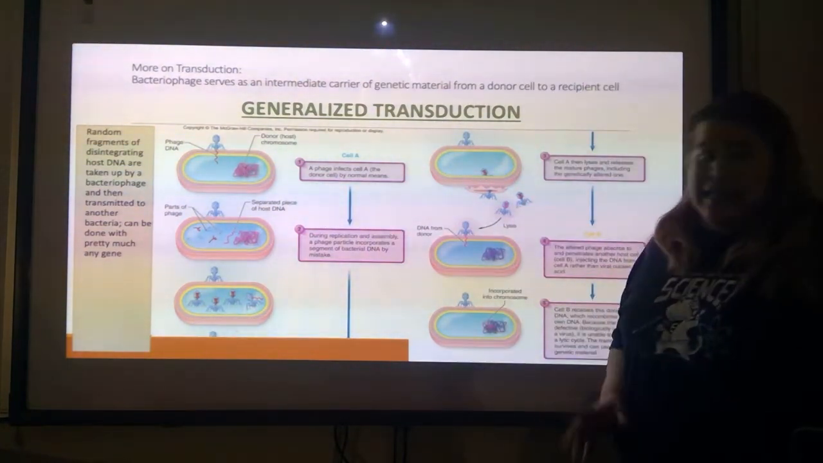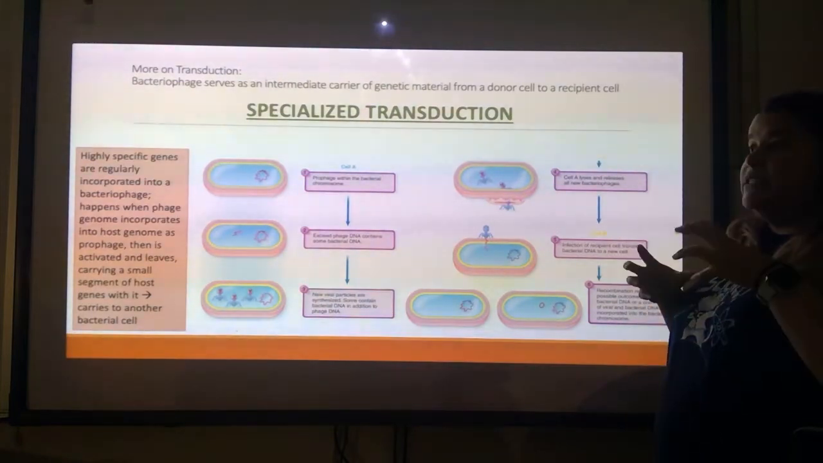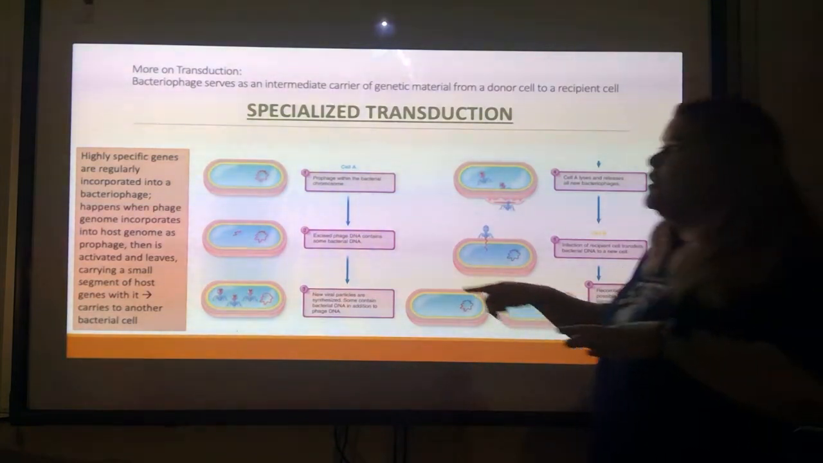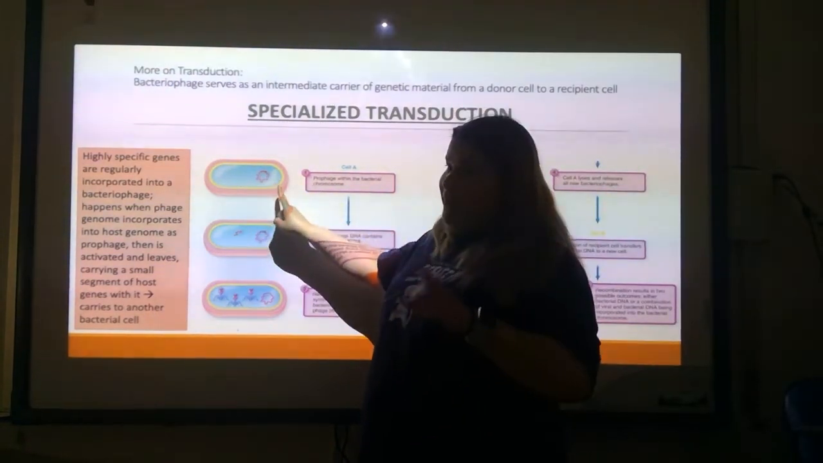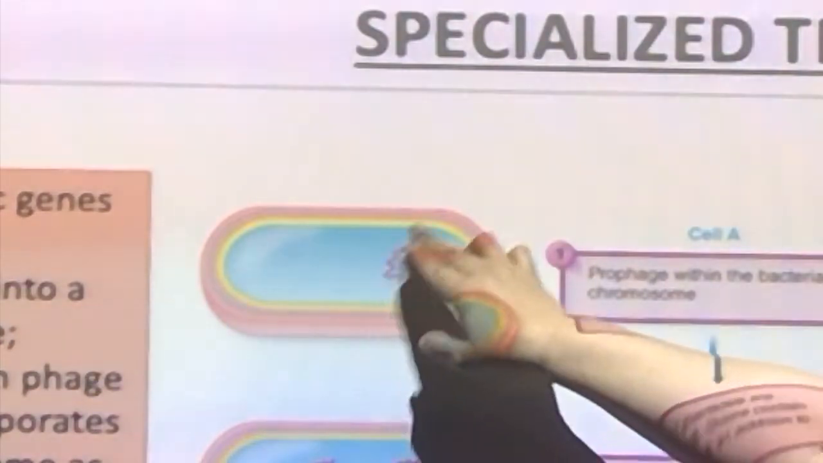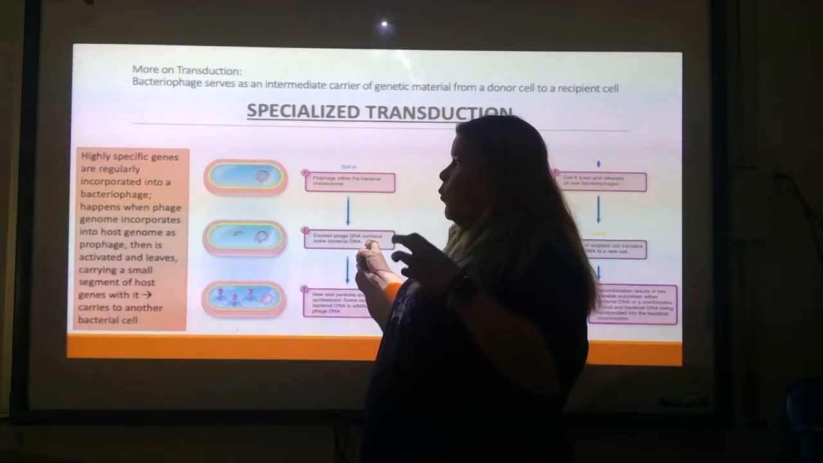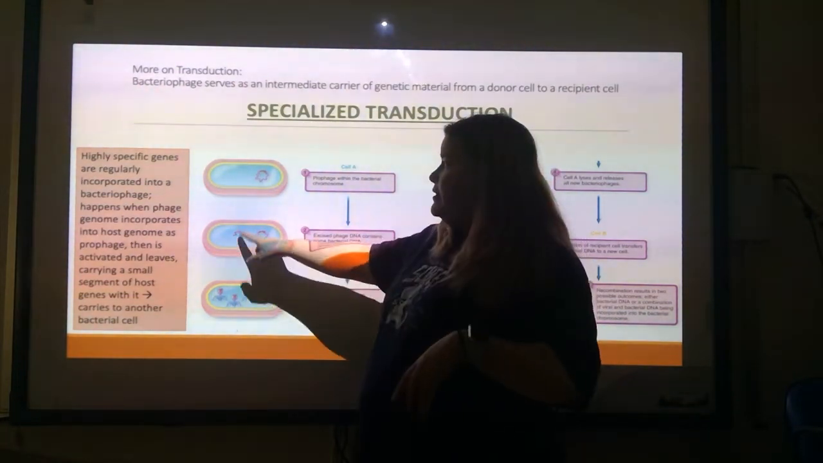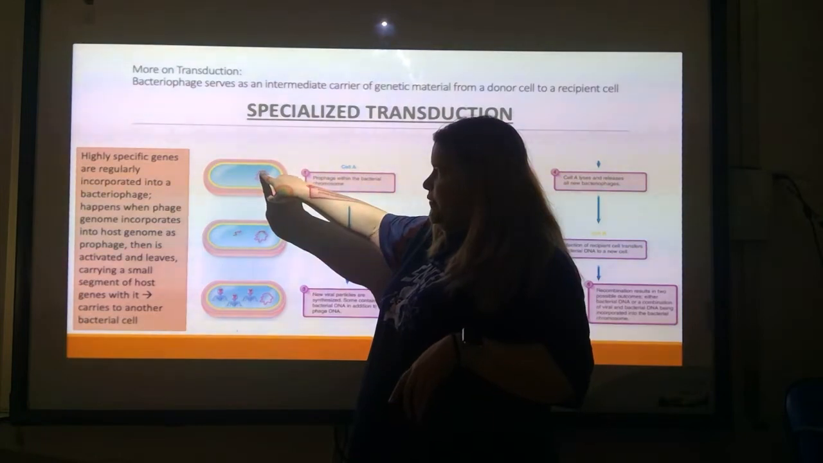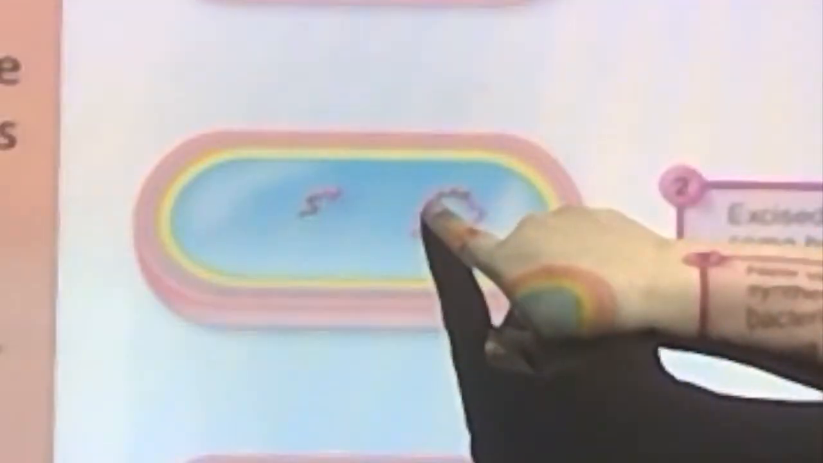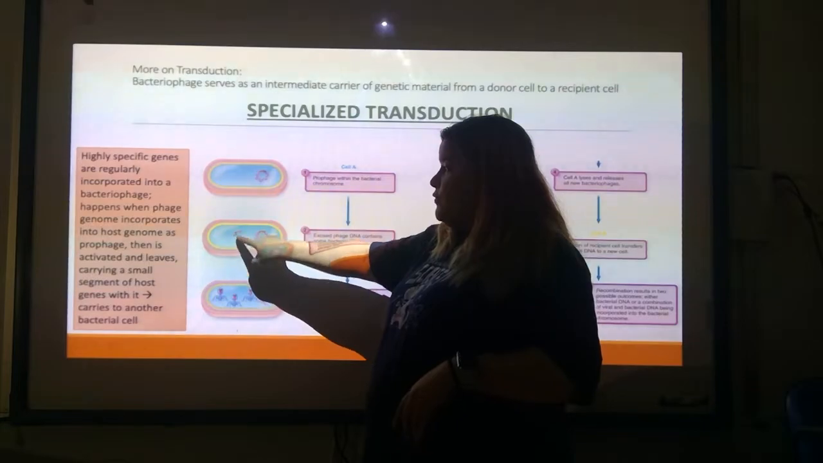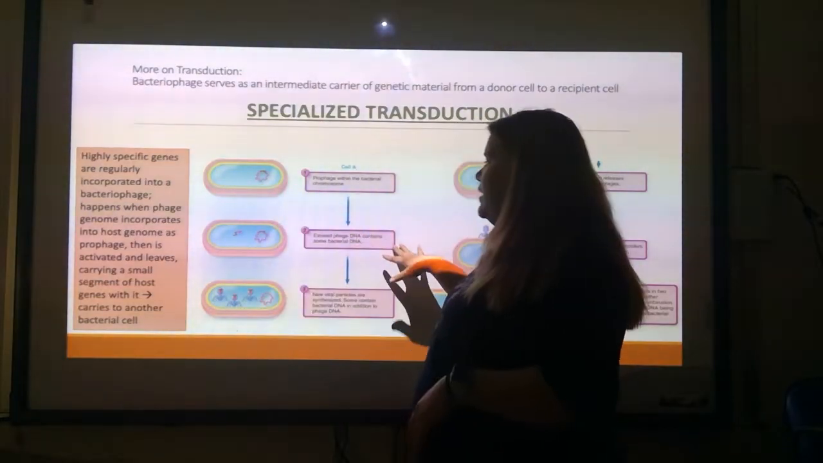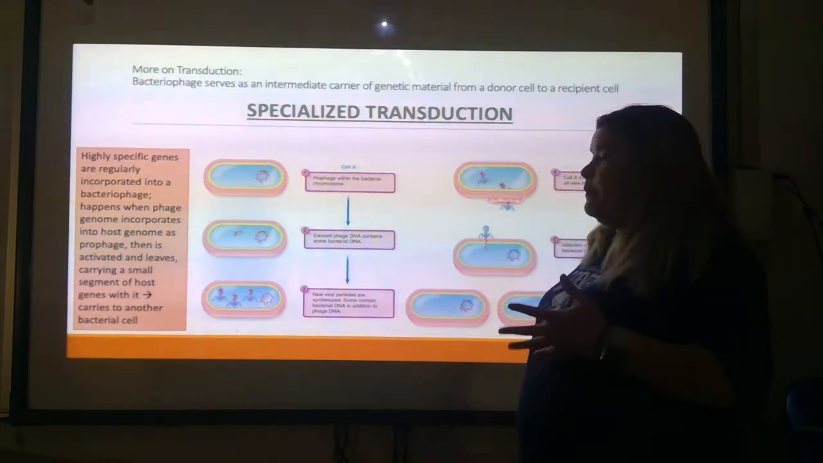Looking at specialized transduction, we talked about the genetic material from the bacteriophage incorporating into the genetics of the bacteria, becoming a prophage. Here is cell A with its prophage incorporated. When this decides to become active and excise itself, cut itself out, instead of it just being that bacteriophage's genome, there's actually a chunk of the host that goes with it. So if you look here, there's red and there's pink now. Pink being the host. So the excised phage DNA contains some of the bacterial DNA.